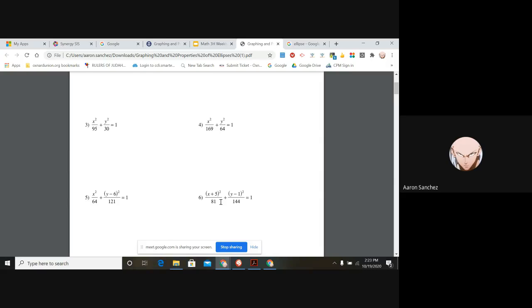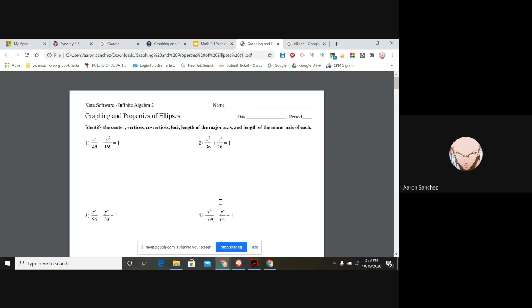What do they want us to find again? We got to get the center. There's 6 things. Center. They want the major axis, the minor axis. Oh, the vertices. Vertices. Co-vertices. Foci. Foci. And then the major axis and the minor axis. Okay, so let's go ahead and draw this.